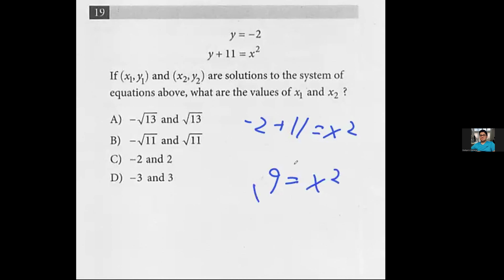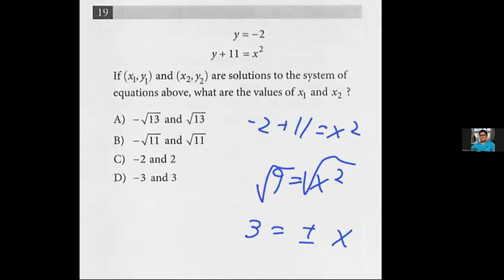So we just take the square root of both sides, and the square root of 9 is 3, equals plus or minus x, sorry, not x squared, plus or minus x. So that means that the correct answer is -3 and 3, because 3 is the positive answer of x, and -3 is also the negative answer of x. So that would mean positive 3 and -3. So the correct answer is D.